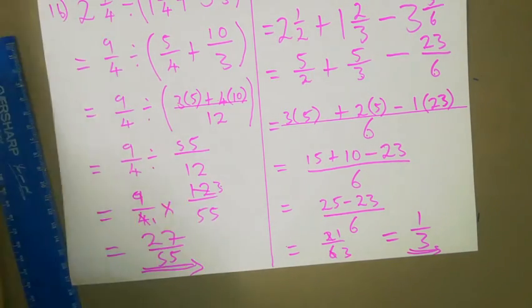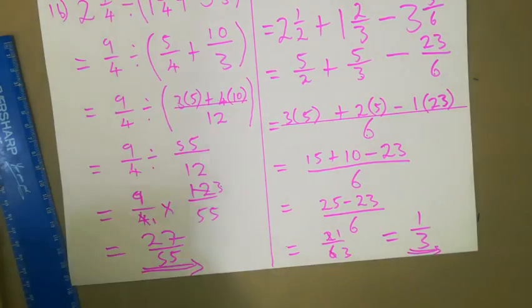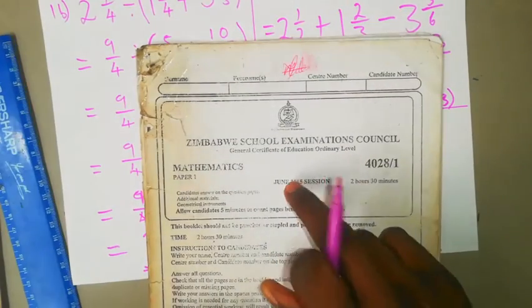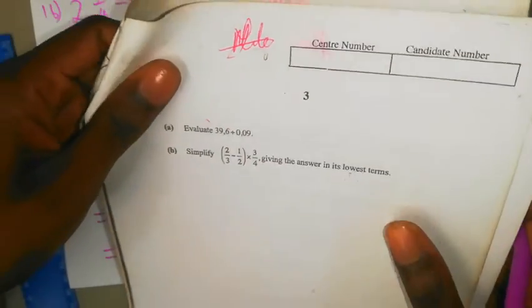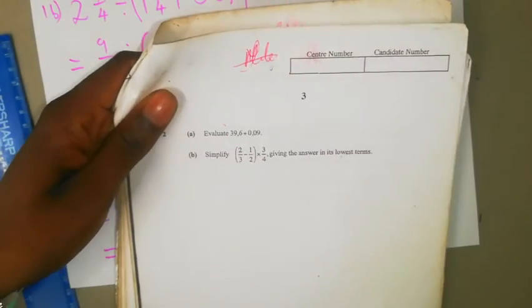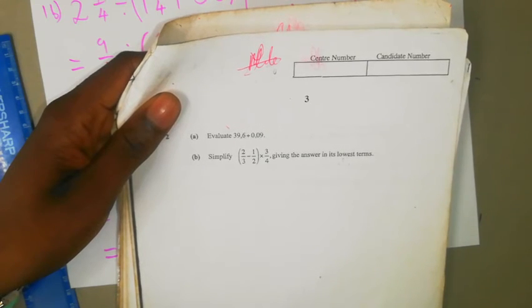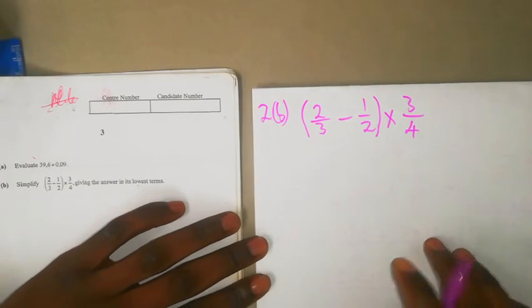So I'm going to give you the last example that I have here from this other question paper from June 2015. It's our number 2b. So let's try to solve this number 2b out. So there is the question.